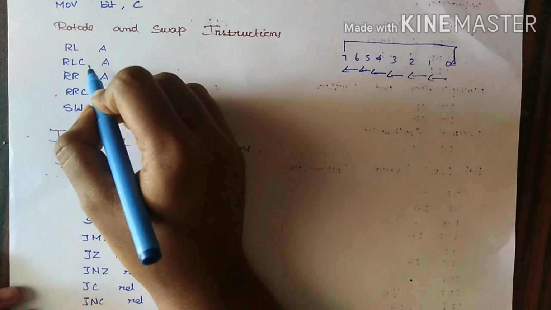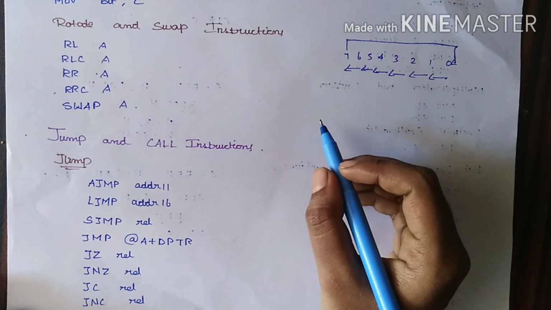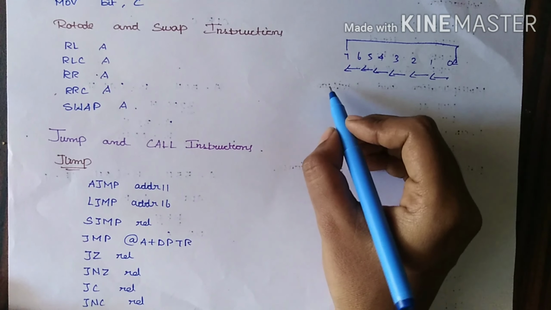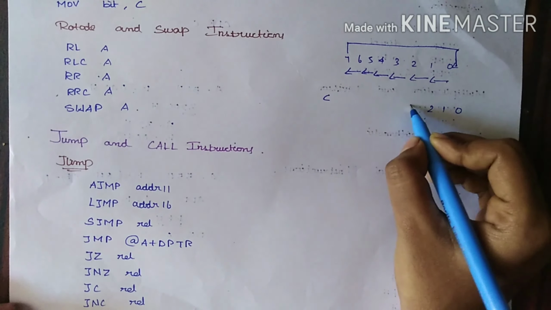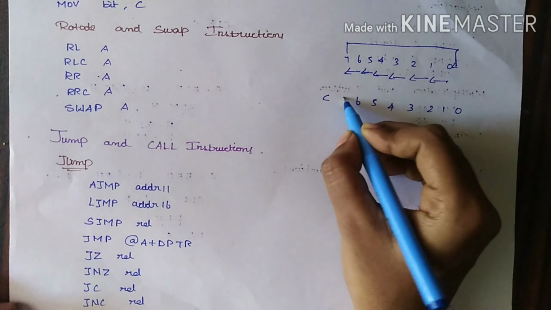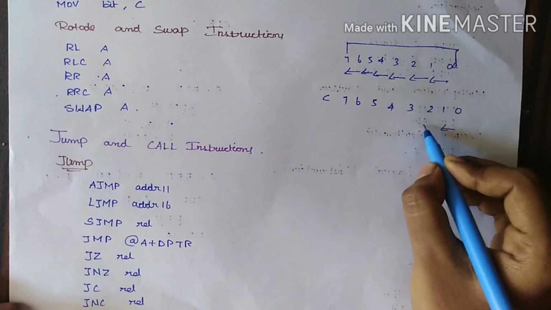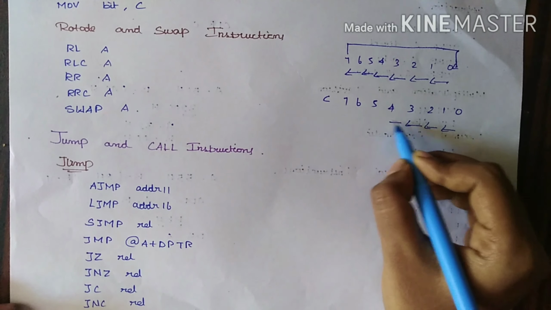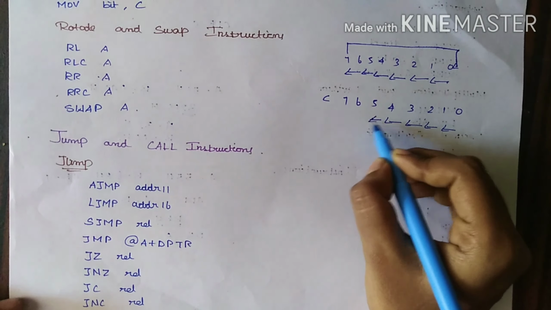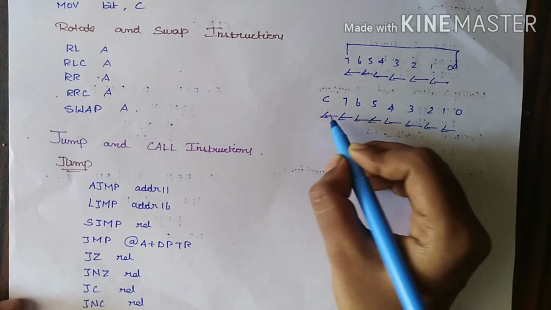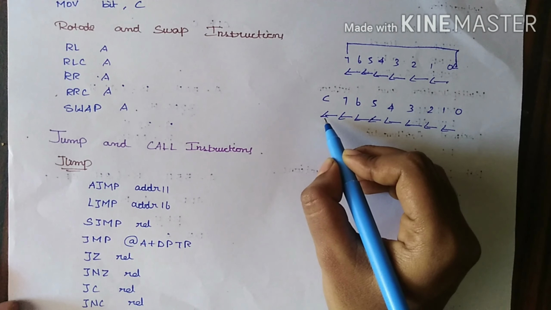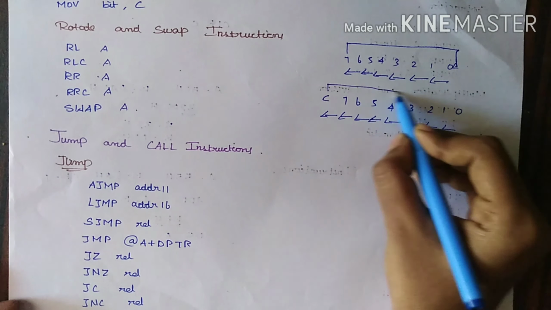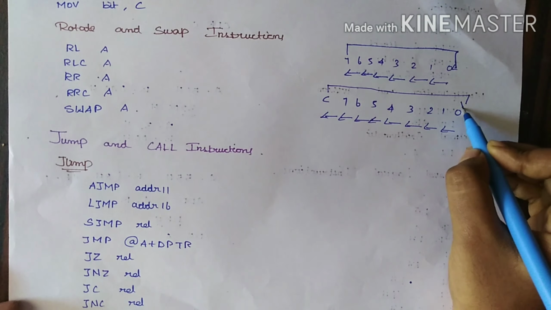Now here RLC, on this instruction, we are including a carry. So now here we have 8 bits in this accumulator, and it will be shifted in the left direction by 1 bit, and the data in the 7th bit will be moved to this carry, and the data in the carry will be moved to this 0th bit.